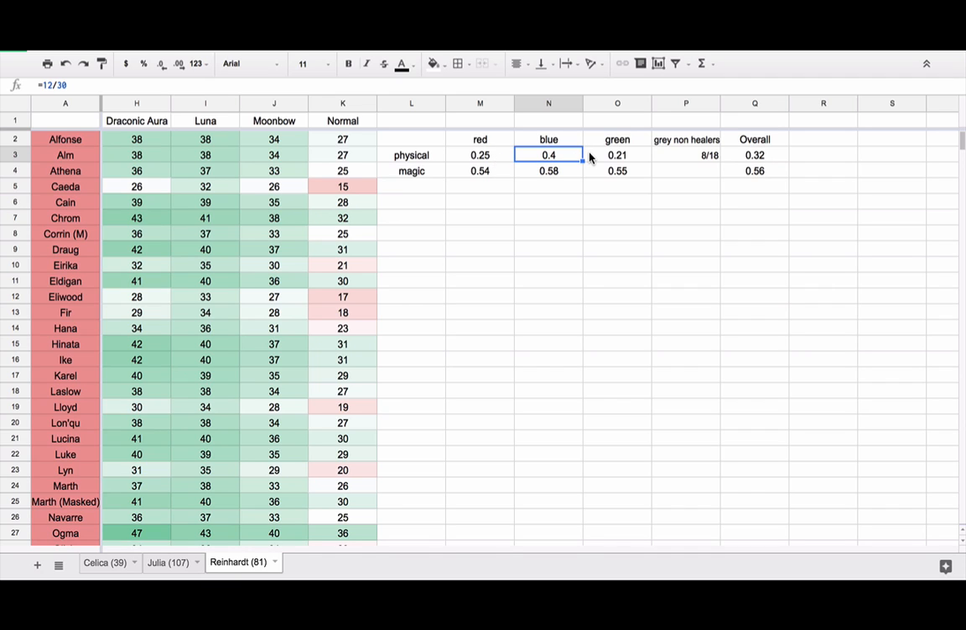I just got a comment recently, and people ask me in the Discord a lot, why I put Lancebreaker on my Reinhardt. It's because of this: blue physical units are surprisingly tanky, and being able to quad the lance units is useful because of this 40% versus 25 or 21. So those were the two points that I wanted you to take from here.